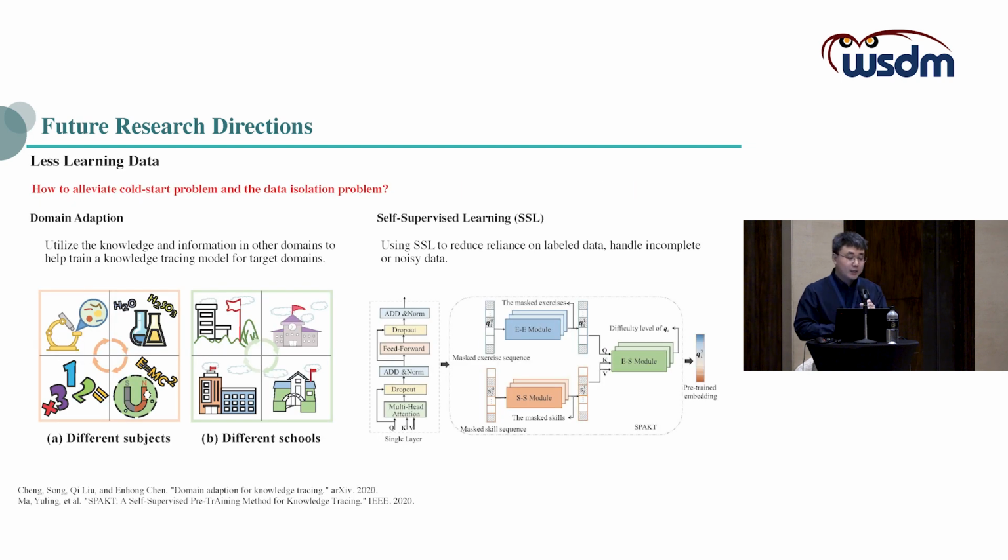Okay, the last one is learning with less data. In early education, the data comes from different schools, but the concepts and the learning in different schools are very different. So how do we combine data together and get better results on a smaller school? There are two methods: domain adaptation, or we can use self-supervised learning to solve this problem.